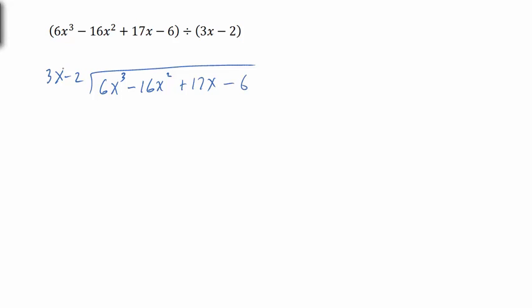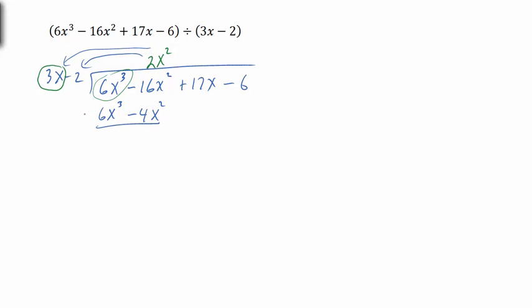So once again, we're going to start, what do we need to multiply the 3x by to end up with 6x cubed? Well, to get the 6, we need to multiply the 3 by 2. And then for the x cubed, we need to multiply the x by an x squared. So 2x squared times 3x is equal to 6x cubed. And keep in mind, once we multiply here by the 3x, we also need to multiply it by the negative 2. So we ended up with a negative 4x squared.